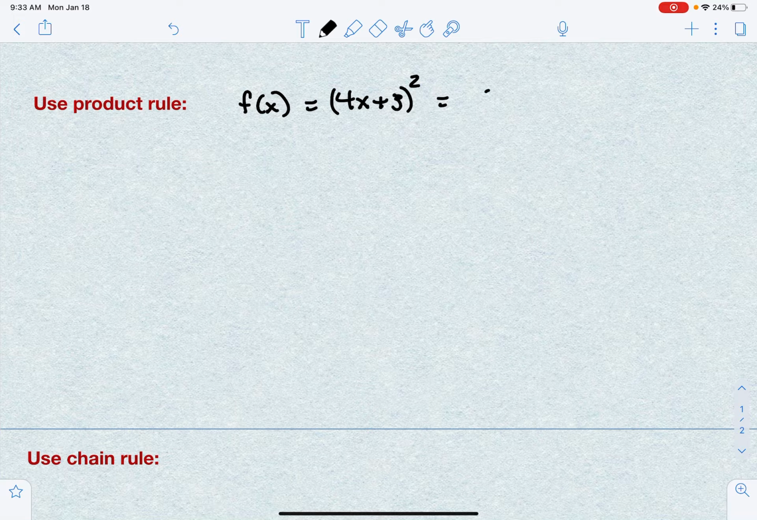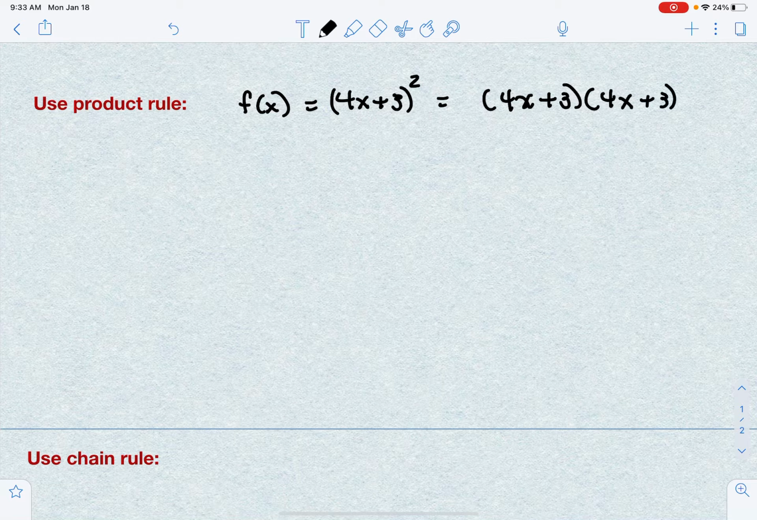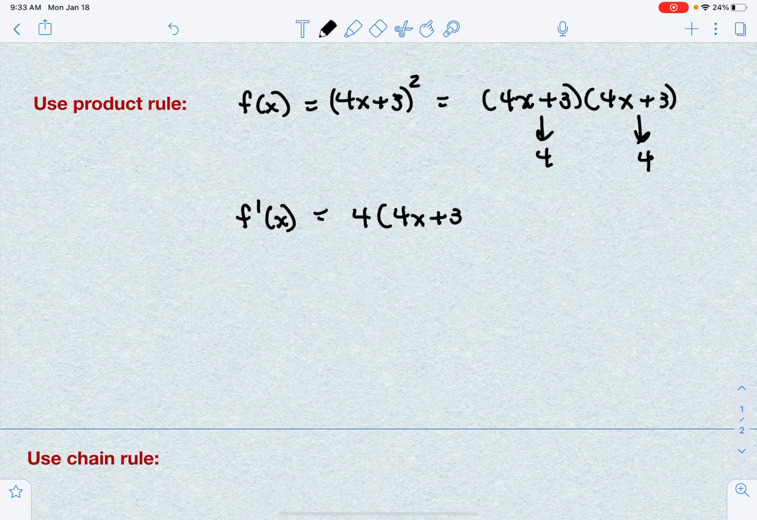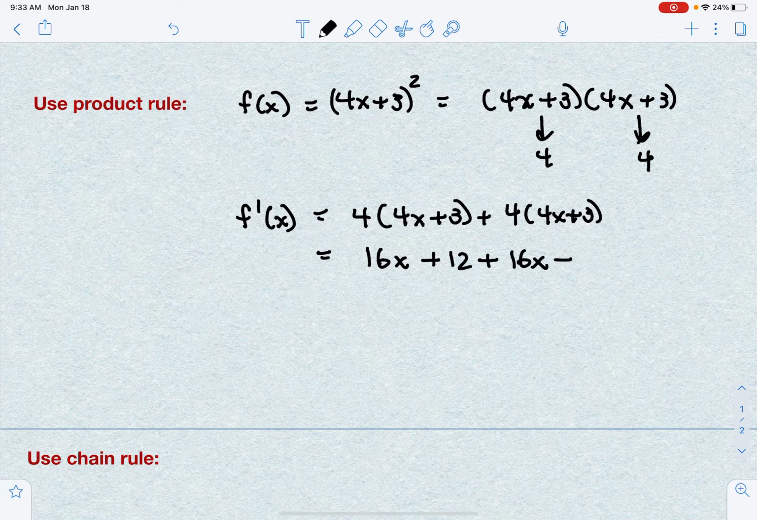So again, looking at f(x) = (4x + 3)^2. This one, we're going to use the product rule, which is, remember, (4x + 3) times (4x + 3). So that's the one where we look at the derivative of each factor. Since it's the same factor, it's the same derivative, so that's a 4, which means the derivative of the product is the derivative of the first times the second plus the first times the derivative of the second. And, well, we can simplify that out. So that's 16x + 12 plus 16x + 12, which is 32x plus, oh, look at that, 24.